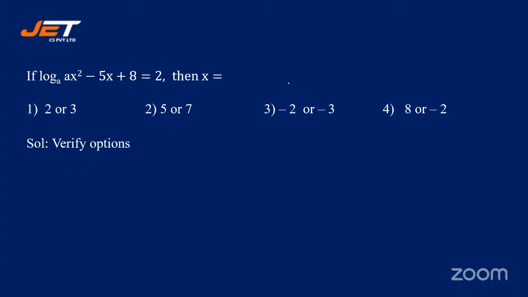Okay, I'm just giving you time. Quickly, you can try and do this. How would you verify? Just put the value of x as 2 or 3, 5 or 7, minus 2 or minus 3, 8 or minus 2. Then you will be able to verify it. That's all. That is how we verify it.